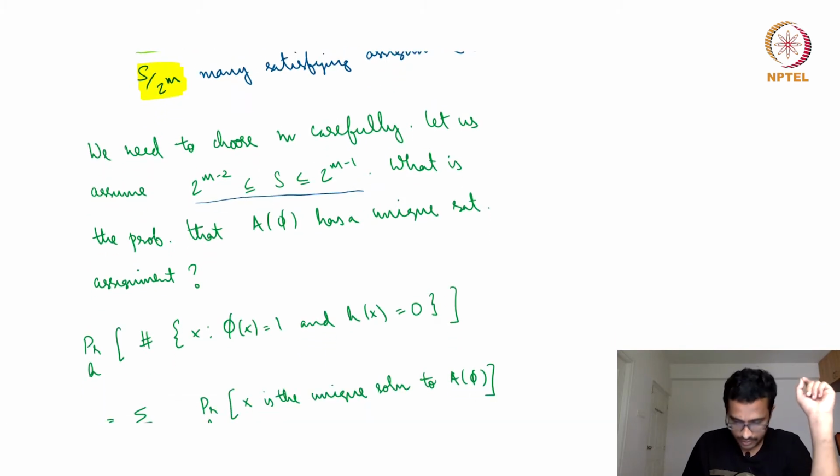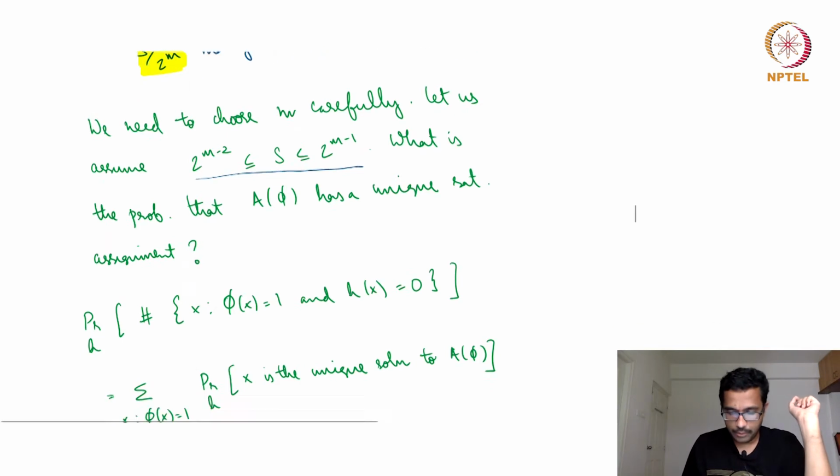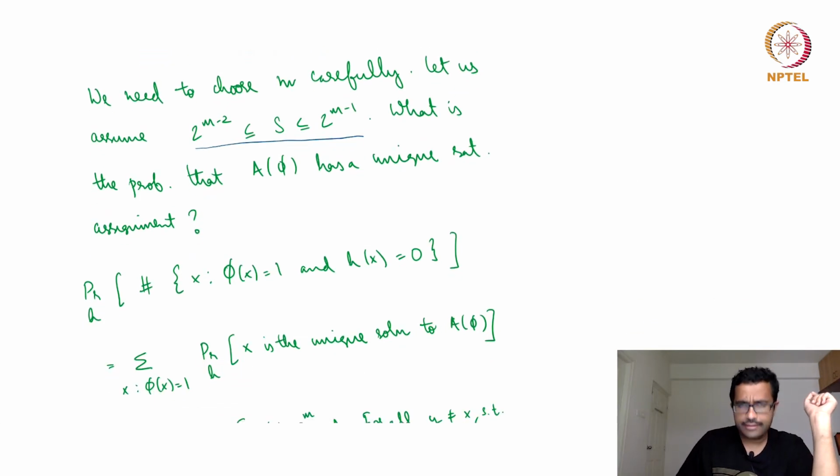And this is the most complex calculation that we will do in this lecture. When I say most complex, I mean in this lecture, but it's not very difficult. It's just very basic probability and conditional probability. So now what is the probability that a phi has a unique satisfying assignment? This is the probability that we are going to calculate.